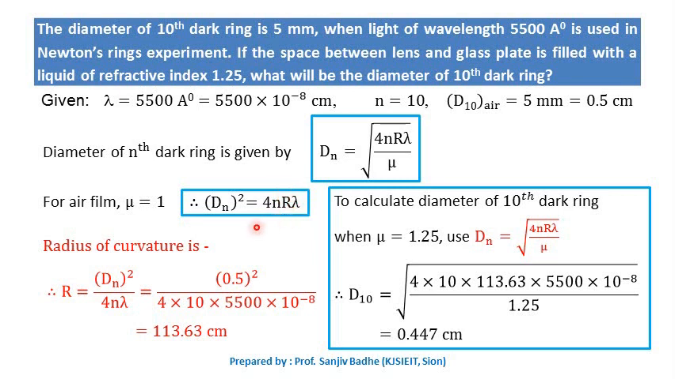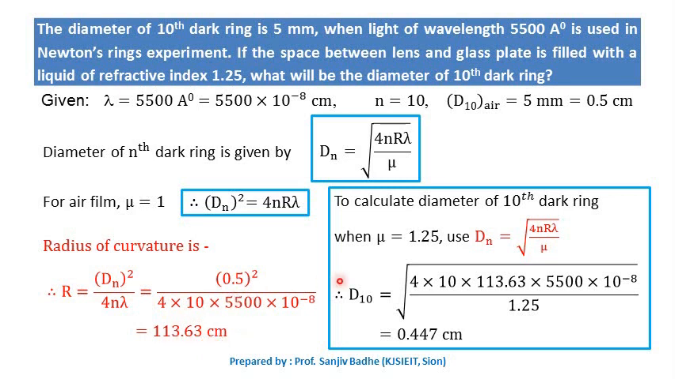So from this relation, radius of curvature can be written as dn square upon 4 n lambda. dn is 0.5, n is 10 and lambda is 5500 into 10 raised to minus 8 centimeters. So we can calculate radius of curvature from this. Radius of curvature of the lens is obtained as 113.63 centimeters.